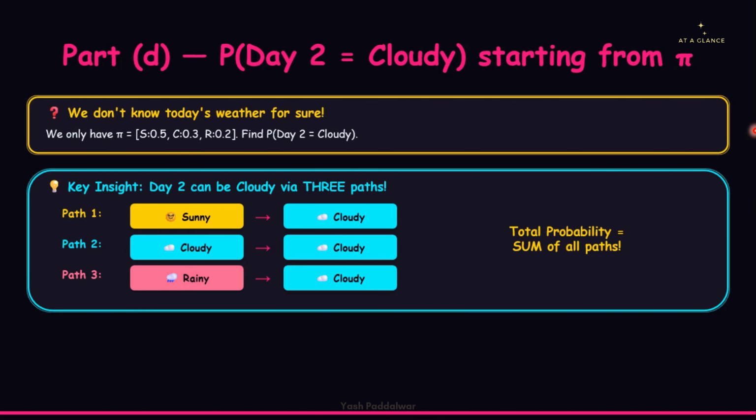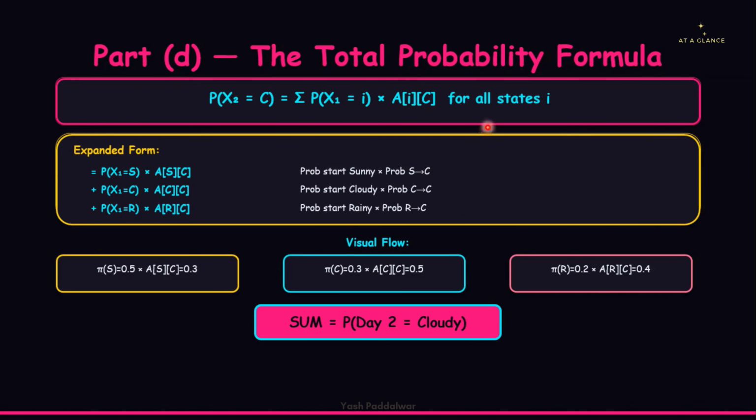Whenever this kind of scenario is given to you, this is how you need to solve. First, calculate all the possible paths to day 2 being cloudy, and then add all the probabilities of those paths. Now we are clear with our logic. The total probability formula is: probability of x2 being cloudy is the summation of probability of x1 equals i, multiplied by the state transition probability from i to C, for all the states i.